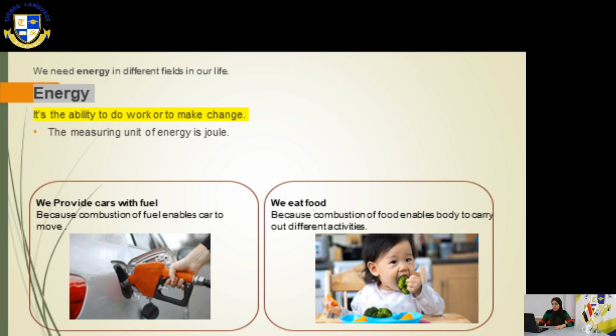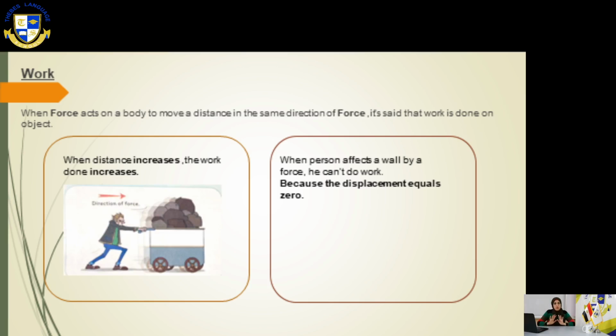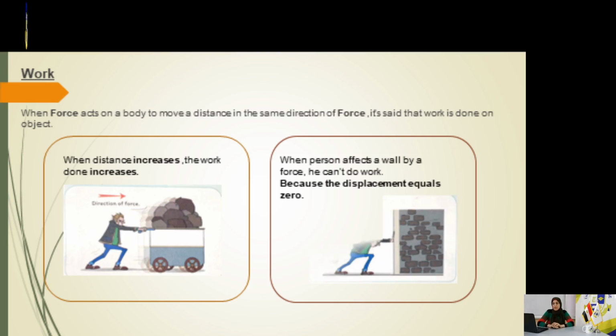Slide 3. Sorry. Let's talk about work. When force acts on a body to move a distance in the same direction of force, it's said that work is done on the object. And now, if the distance increases, the work done increases, as we see in this picture. And if you push a wall with your own hands, the wall will never move. That means the displacement equals 0 and no work is done.